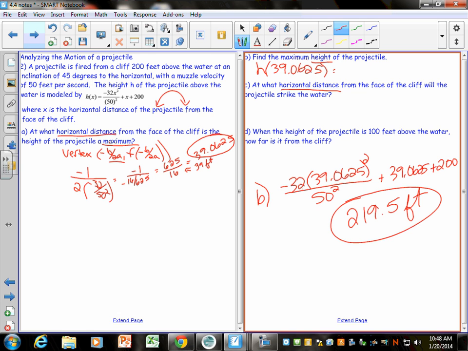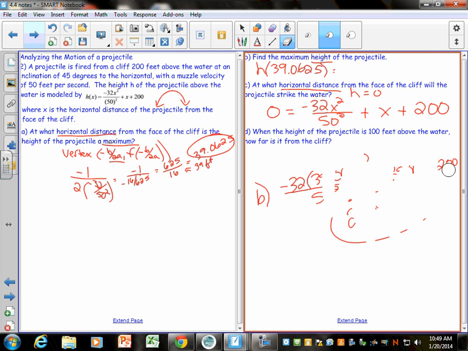So instead of asking you, hey, how long will it be before it hits 0, they ask you how long will it be before it hits the water. So you have to know this is saying h equals 0. So they're asking you to solve this equation: 0 equals negative 32x squared over 50 squared plus x plus 200. Who's excited about solving that problem?